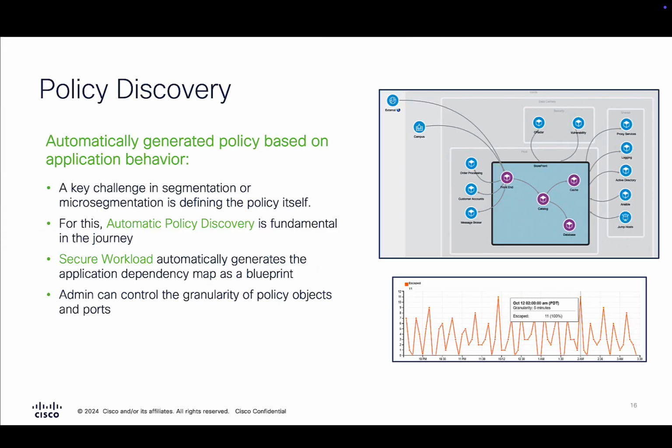So the first step itself is, how do I define the policy? I have classified and grouped my applications and workloads, but I don't know how they are talking to each other. I don't know how and on what ports and protocols these different groups of workloads or scopes are interacting with each other. That's where Secure Workload has a tool called, it's popularly known as application dependency mapping, or policy discovery, simply called.